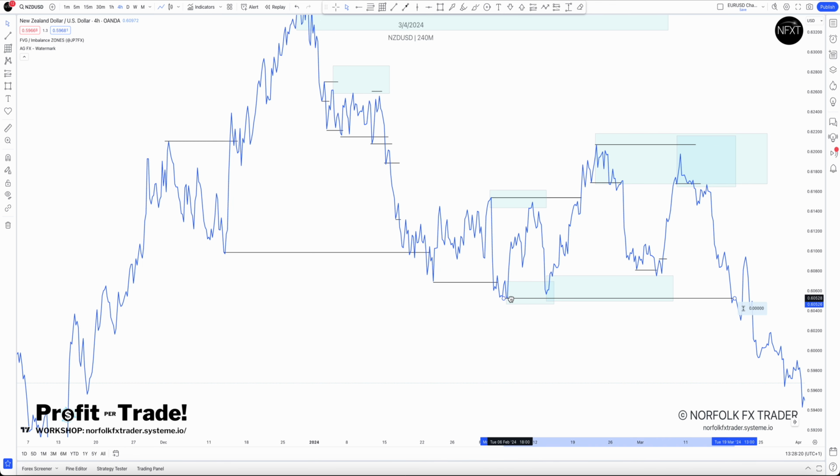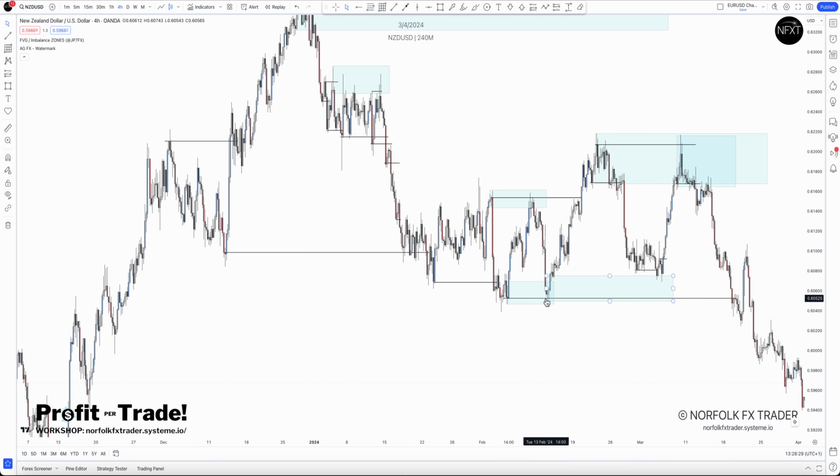If you're using this level as your target, when you took an entry off this area of supply, understanding going with that structure, we get hit the level. So using your close prices for your targets will work fantastically well once you understand the concept. You can see here again that level gets hit before we reverse.